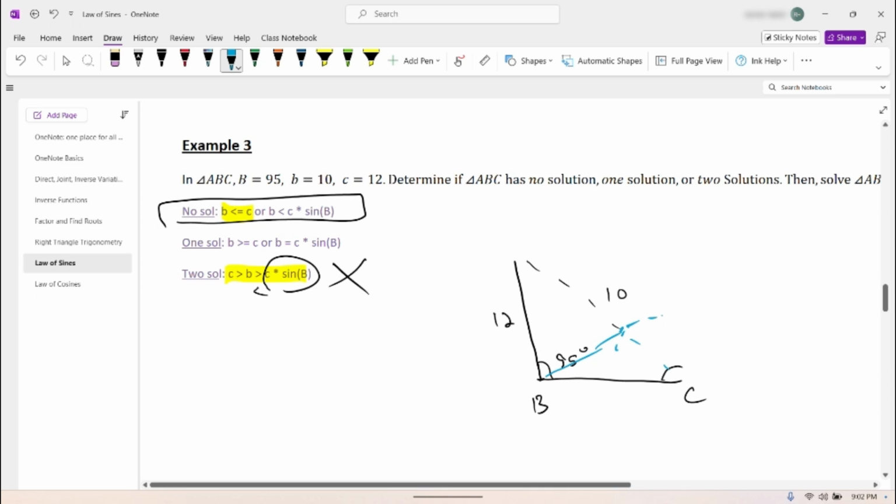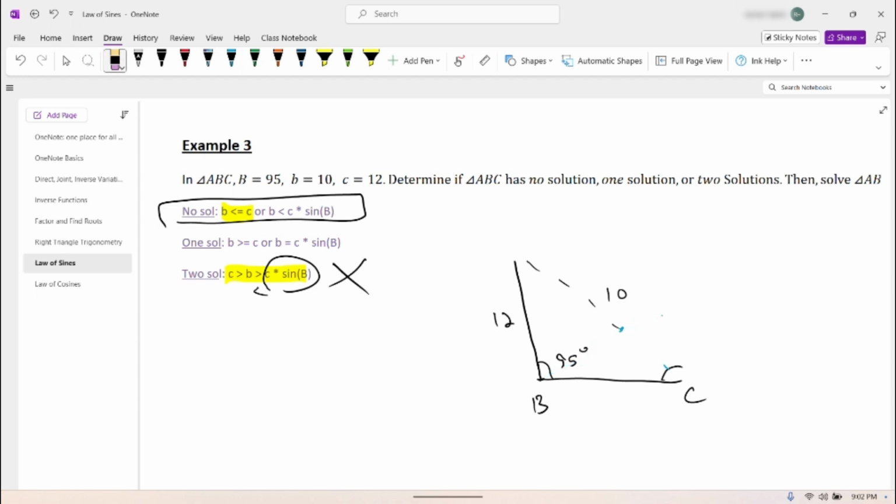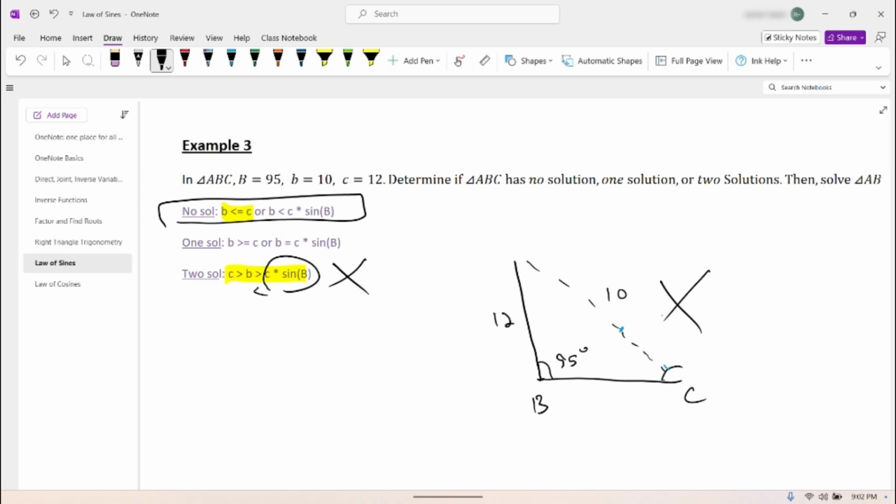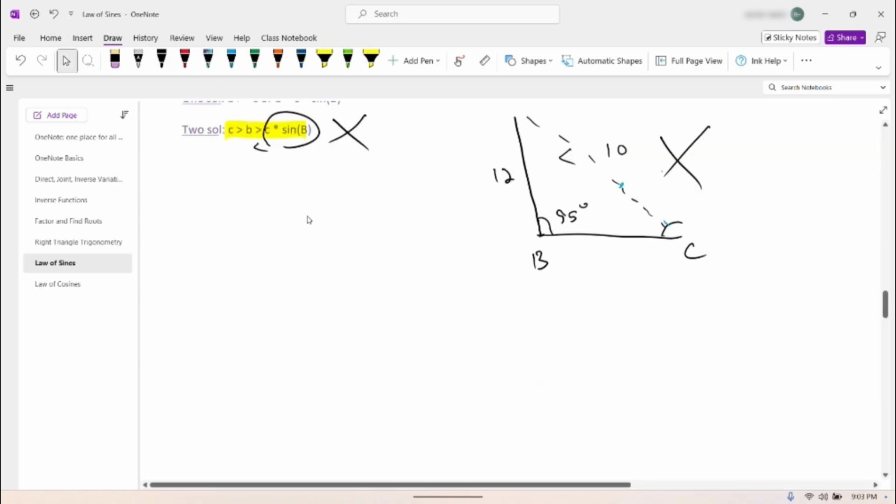Because otherwise, if it ended here, then this angle would not be 95 degrees. It would be less than 90 degrees. So that's why this doesn't work. This doesn't have any solutions. So, no solutions there. In this case, 10 is less than 12, but based on the dimensions of the triangle, this 10 is greater than 12. So the side opposite the bigger angle would be sort of like the hypotenuse of a right triangle.